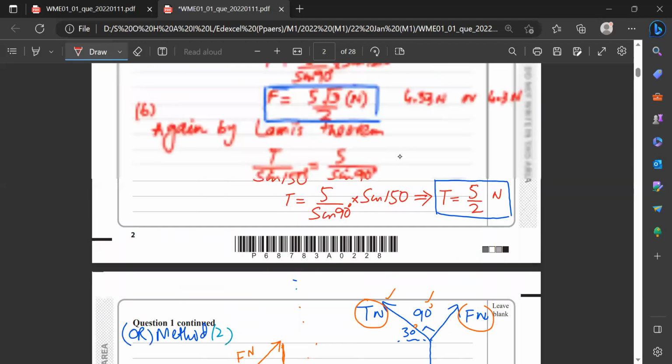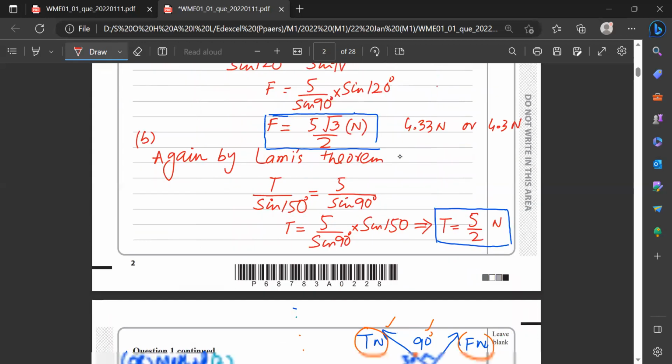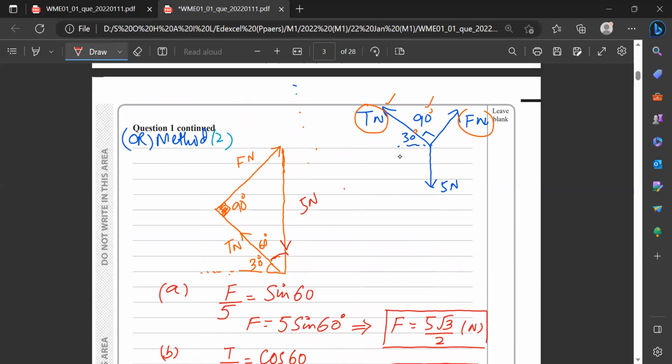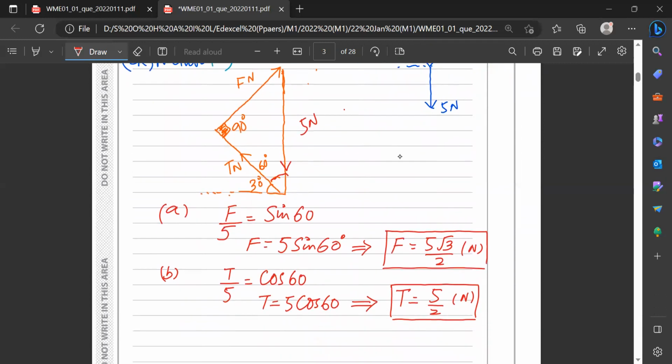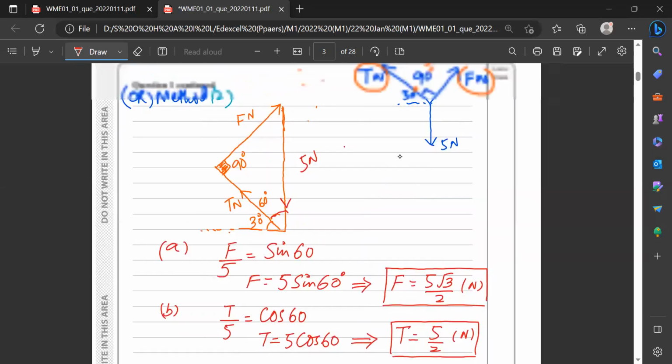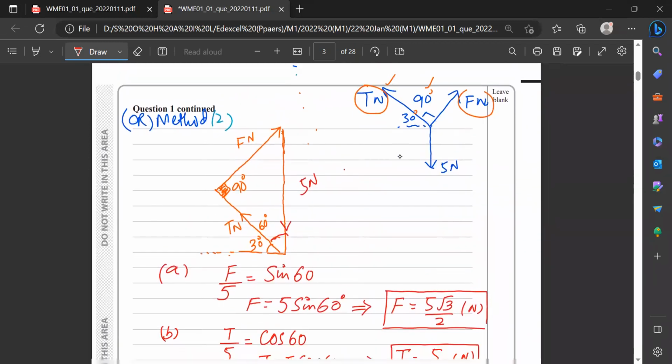The first time I applied Lami's theorem, and next I used the concept that when three forces are in equilibrium, you can always draw a closed polygon. This polygon is a triangle and one of the angles is 90 degrees. So luckily there is a right angle triangle, and you can easily find F and T by using the trigonometric ratios for the right angle triangle. So this was method number 2.